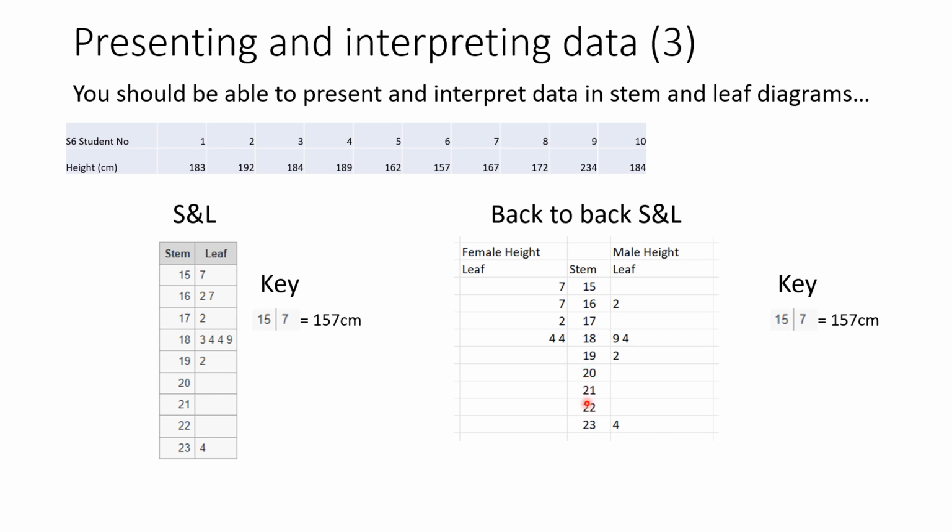So if we made a stem and leaf diagram for male student height and female student height, and then we combine them, this is what we would get. And then we can see the females are on average shorter than the males. And here the trend is the majority of people in this class are around 180 something centimeters.